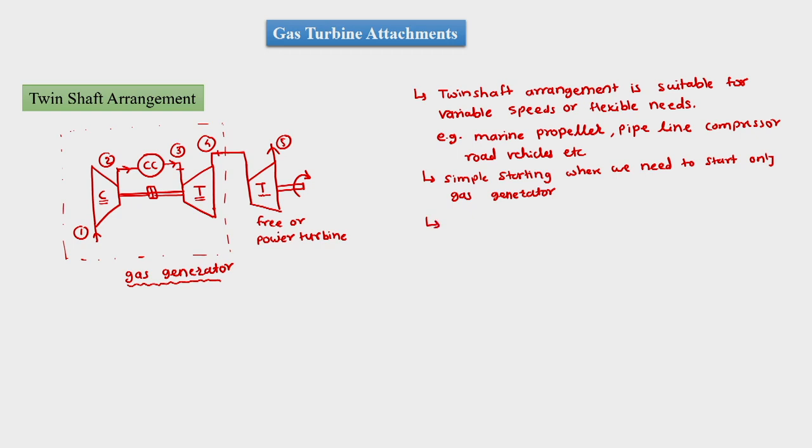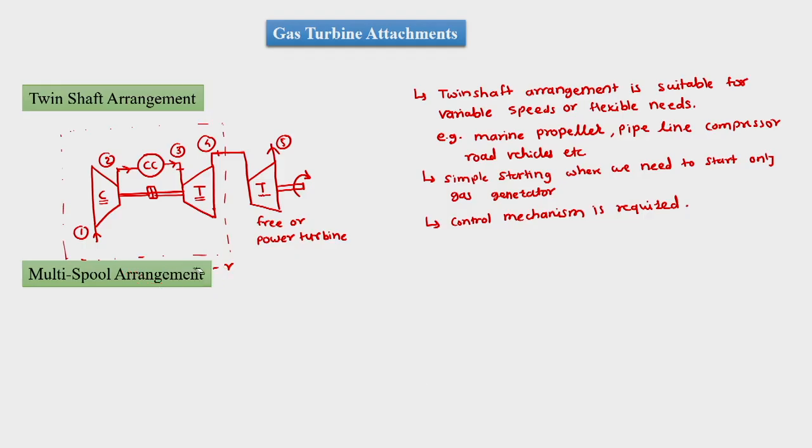The problem associated with this is control. A control mechanism is required for the twin shaft arrangement, since a decrement of load increases the speed of the turbine, and then that speed needs to be controlled. So, for that sake, this twin shaft arrangement needs a control mechanism. Having said this, we go for the next arrangement, and that is called the multi-spool arrangement.